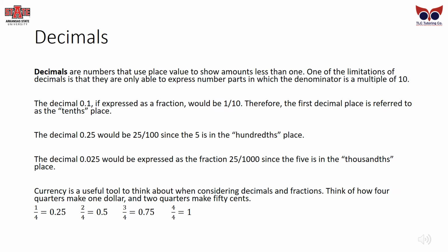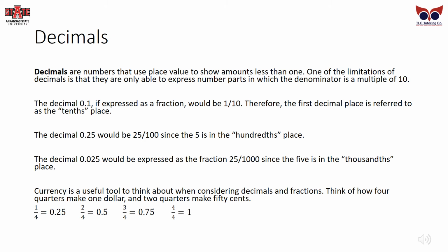Decimals. Decimals are numbers that use place value to show amounts less than 1. One of the limitations of decimals is that they are only able to express numbers in which the denominator is a multiple of 10. The decimal 0.1, if expressed as a fraction, would be 1/10. Therefore, the first decimal place is referred to as the tenths place.